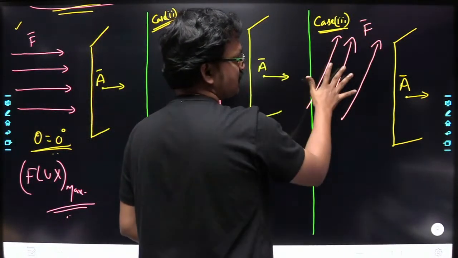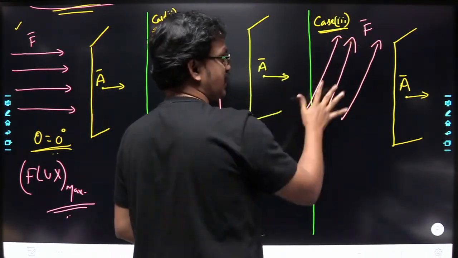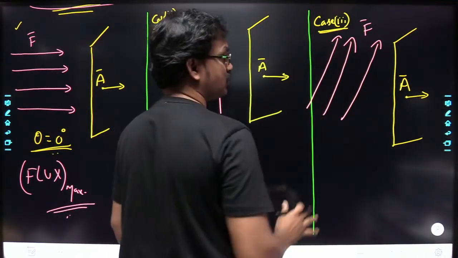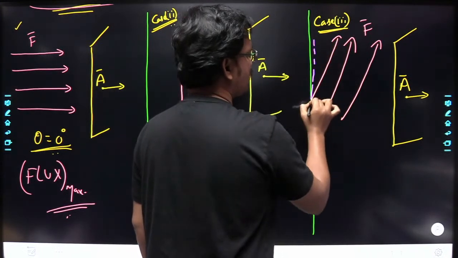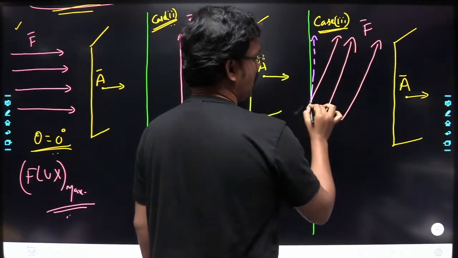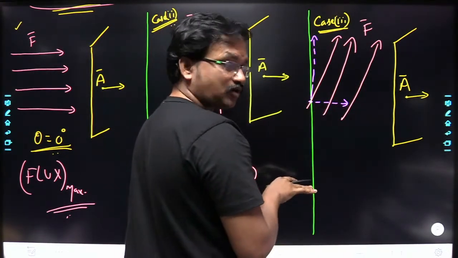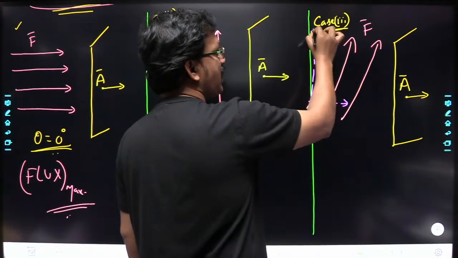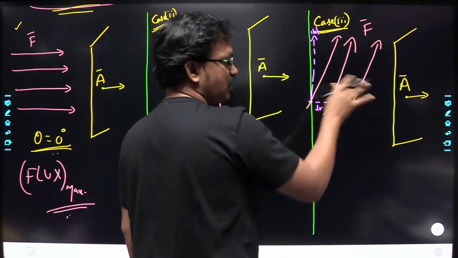This F bar is neither parallel to the surface nor perpendicular to the surface, so you can resolve it into two components. One is parallel to the surface, and another one is perpendicular, or normal, to the surface. Yes or no?